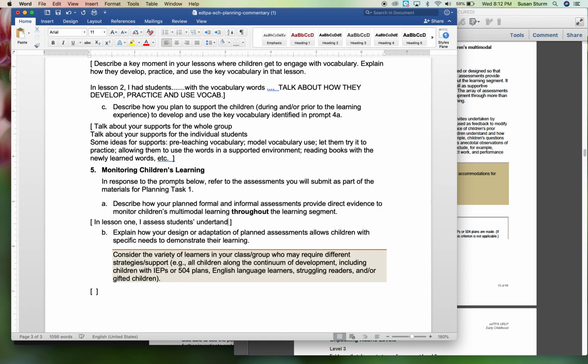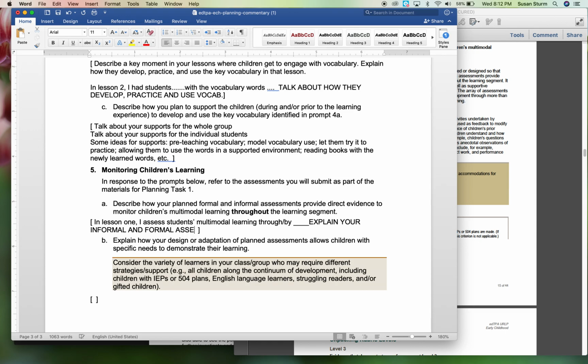understanding of multimodal learning through or by, and then explain your informal and formal assessments. You don't need both. You need to just have across your 3 lessons at least one informal and at least one formal assessment, and every lesson needs at least one.